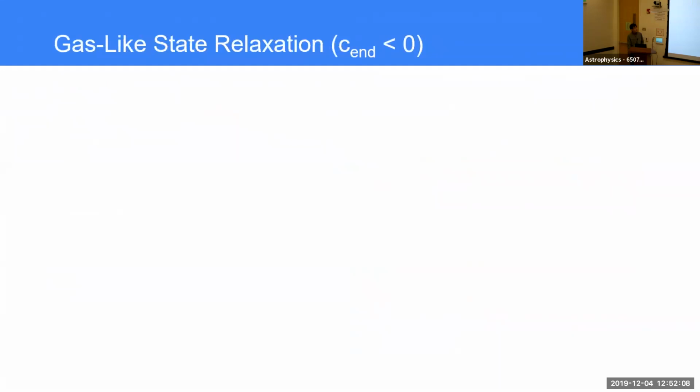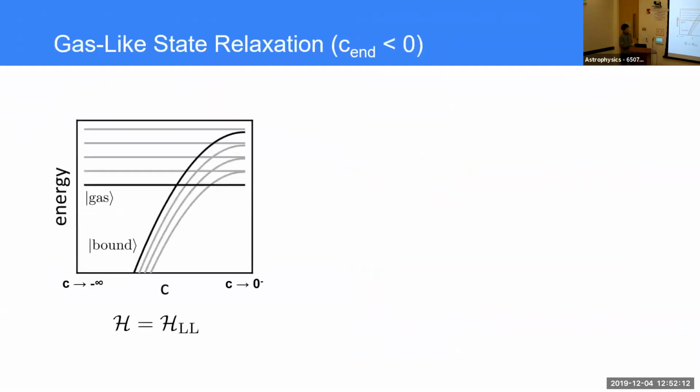So perhaps the speculative mental picture we have is as follows. Here I'm showing a cartoon of the many-body eigenstate spectrum for a homogeneous Lieb-Liniger system with only short-range contact interaction. So we have a bunch of these horizontal states with energy that depends very weakly on C. So these are actually the gas-like states that I spoke of.